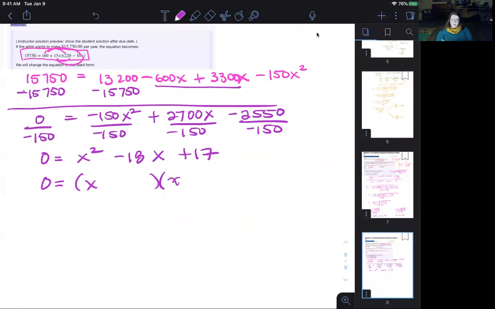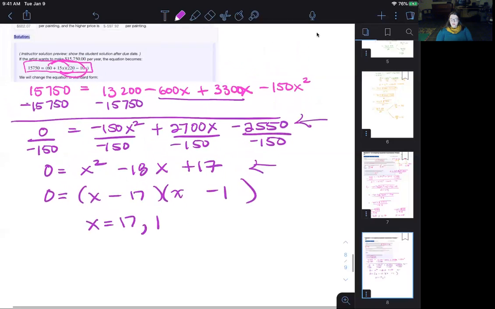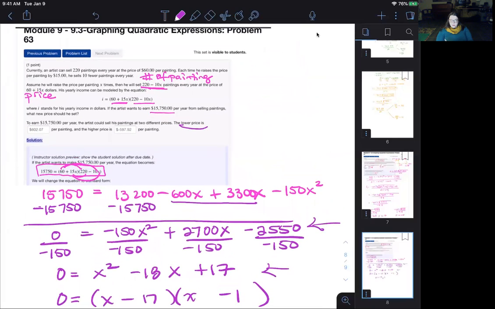So some of you might be familiar with factoring, and here it would be negative 17 and negative 1. Those numbers multiply together to give you positive 17 and add together to give you a negative 18, which means that x will equal 17 and 1. If you did the quadratic formula with these numbers, you should in the end get x equals 17 and 1. But remember, what they're going to ask for is the price.